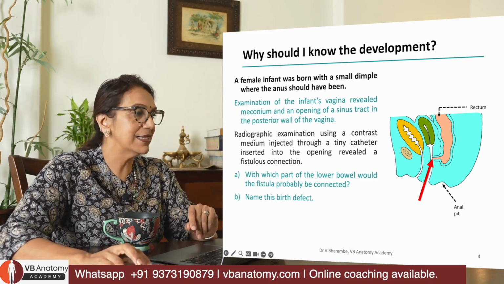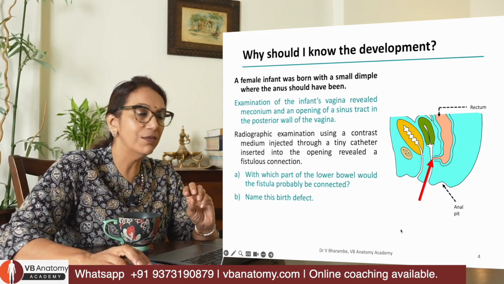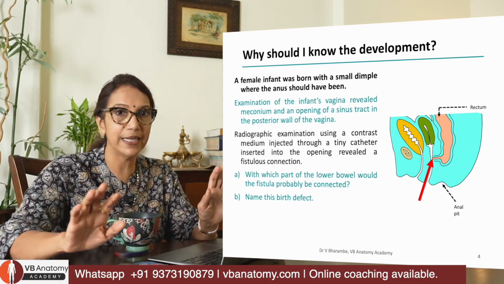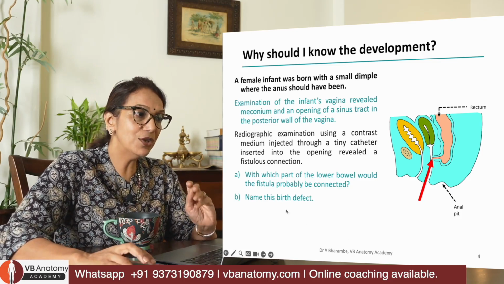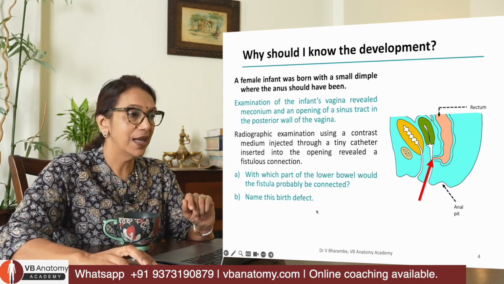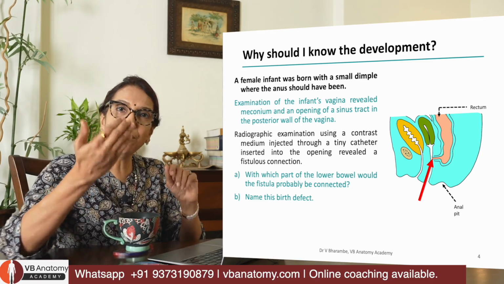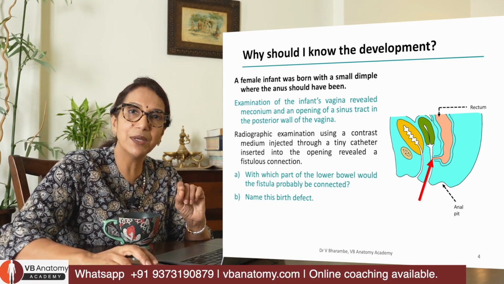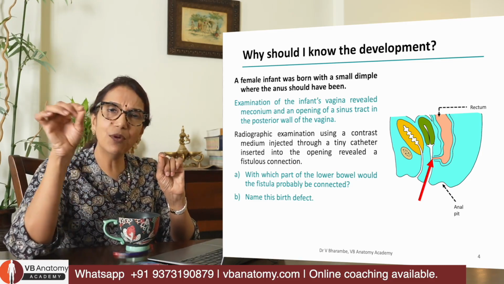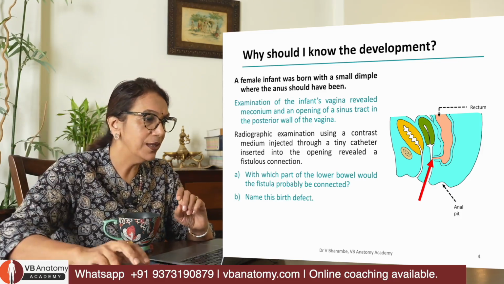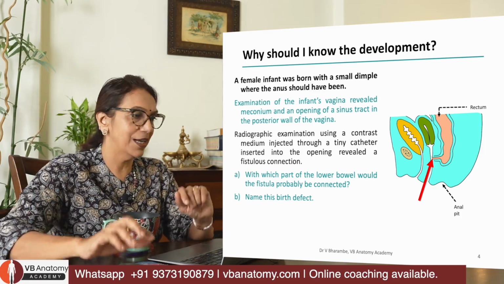So the case is, a female infant was born with a dimple where the anus should be. That means the child had no anal canal. Examination of the infant's vagina revealed meconium in it, an opening of a sinus tract from the posterior wall. So what do we do? We do a radiographic examination and a fine tract was revealed connecting the vagina to the rectum. Okay, so this was a fistulous connection.